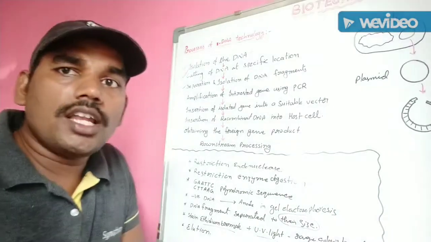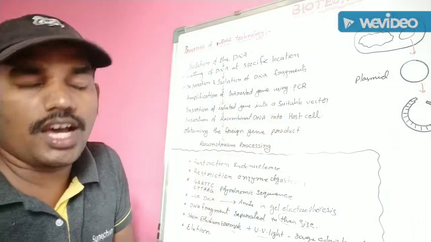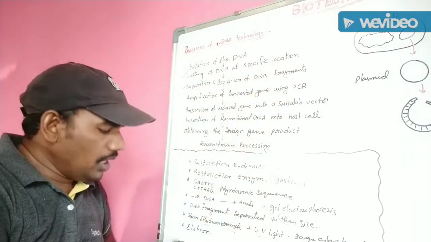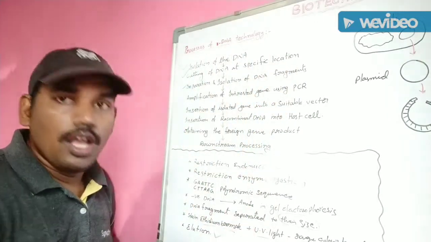These bright orange colored bands are the separate DNA fragments. The wanted DNA fragment is separated with the help of a process known as elution.